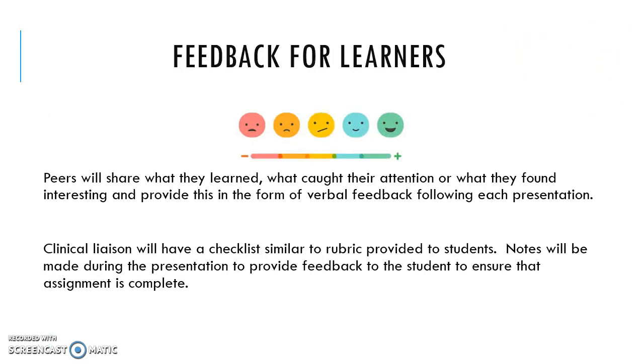The feedback will take the form of peer feedback. Peers will share what they learned, what caught their attention, or what they found interesting, and provide this in the form of verbal feedback following each presentation. The liaison will also have a checklist similar to the rubric provided to the students. Notes will be made during the presentation to provide feedback to the student to ensure that the assignment is complete.